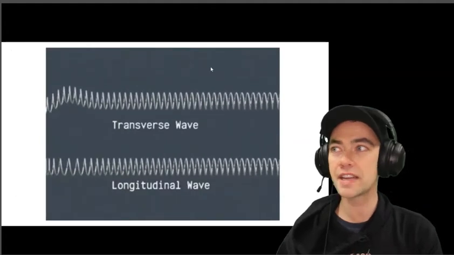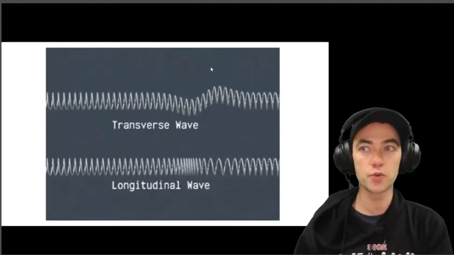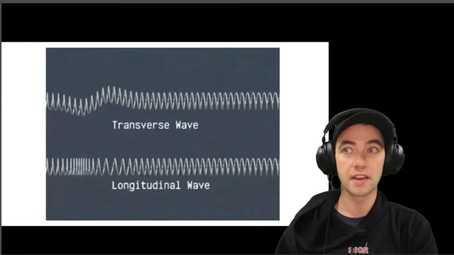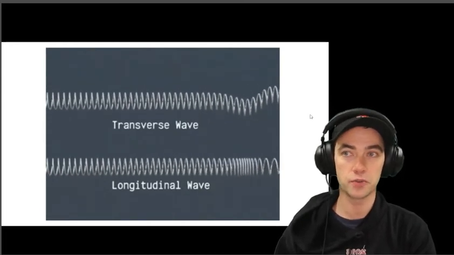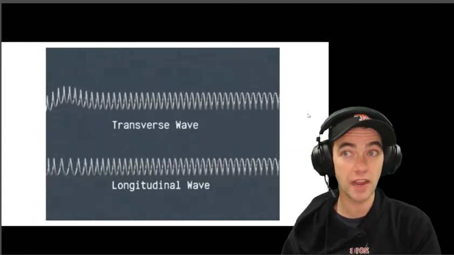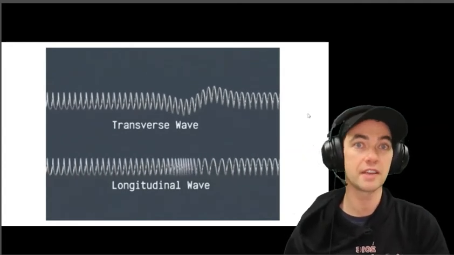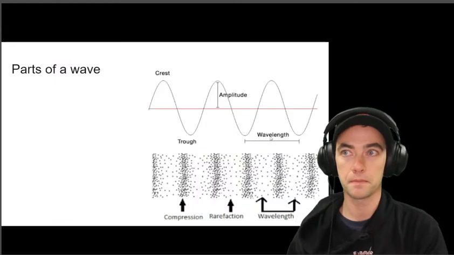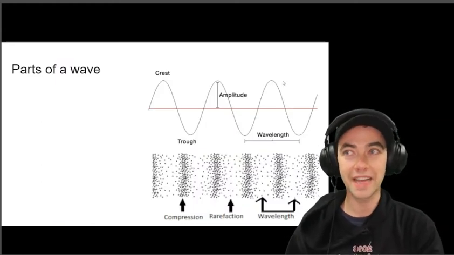So here's a good animation, and what this does is show an example of both waves, as a transverse and as a longitudinal. So in both cases, the energy is moving from left to right, but how the disturbance is occurring is different. So this is the point where we're going to label parts of the wave.